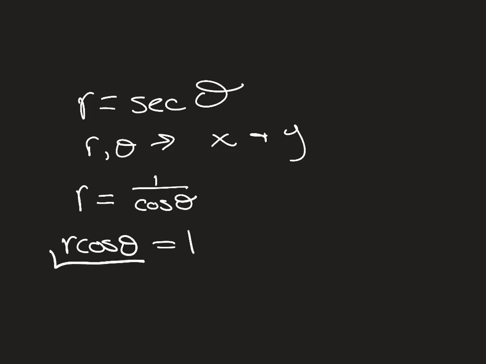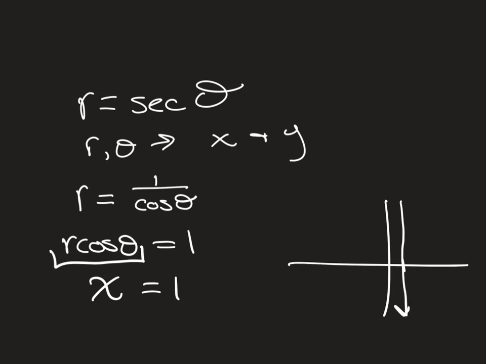Look at that coinky dink. r cosine theta is equal to x. So x equals 1. So if I graph this, I'm going to have the equation x equals 1. x equals 1 is a vertical line right here. So it would just be this straight line. Pretty cool.